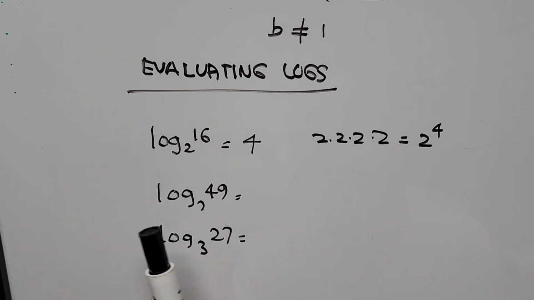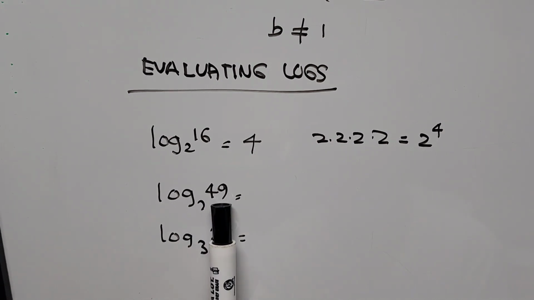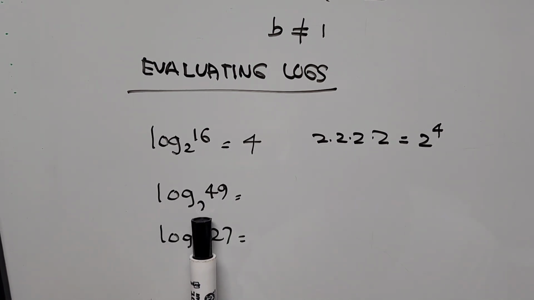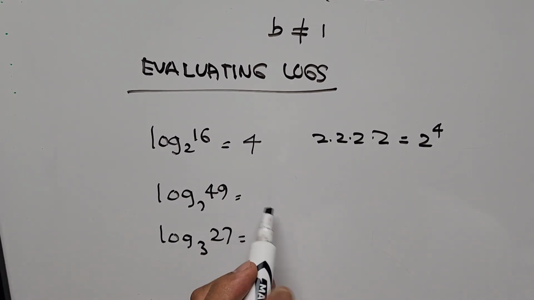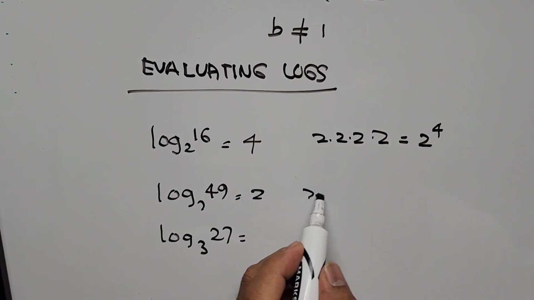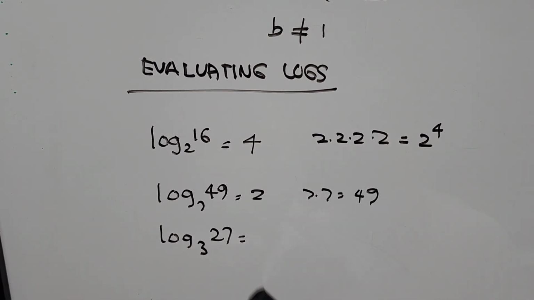The second one, what's the exponent of 7 to make it 49? Or how many times you multiply 7 by itself to make it 49? It's squared, so that's 2, since 7 times 7 is 49. And you multiply 7 by itself, that is the exponent 2. How about here? Log 27 base 3. Once again, how many times are you multiplying 3 by itself? That'll be 3 times, so 3 times 3 times 3 is 27. So that is 3 to the power of 3. Exponent 3, that's the answer.